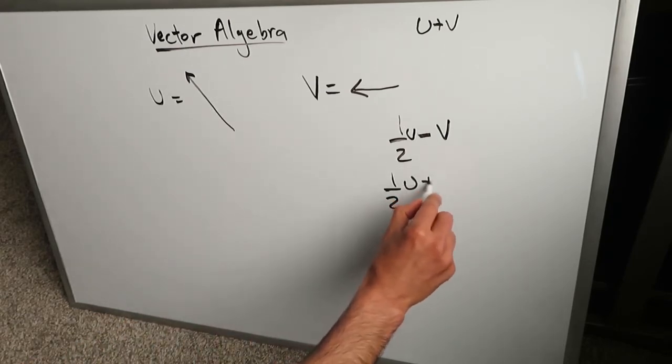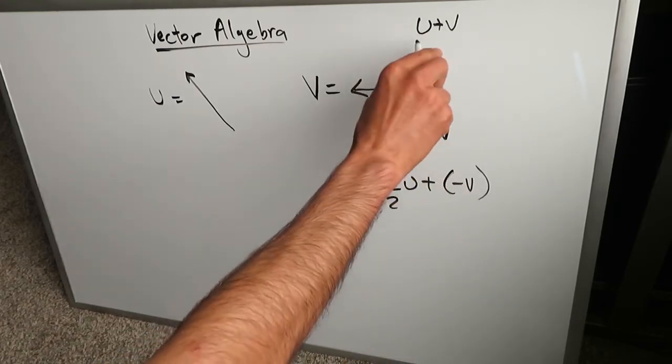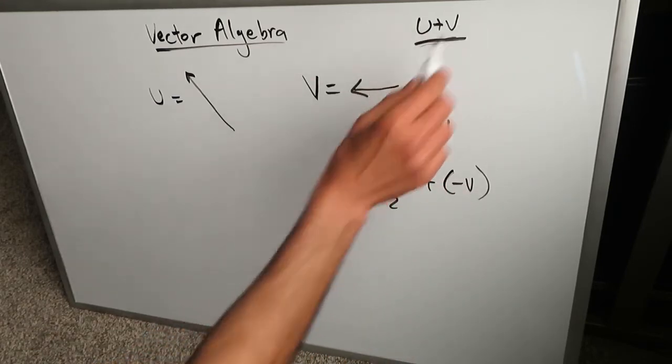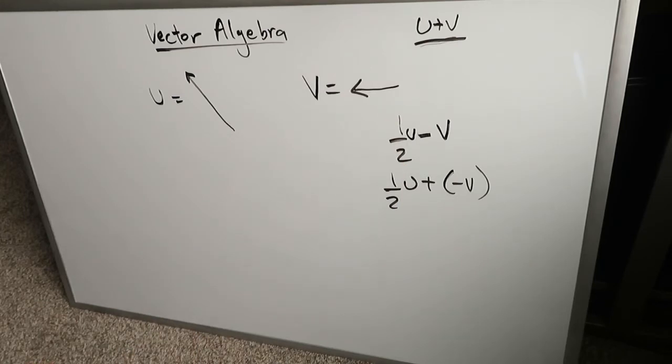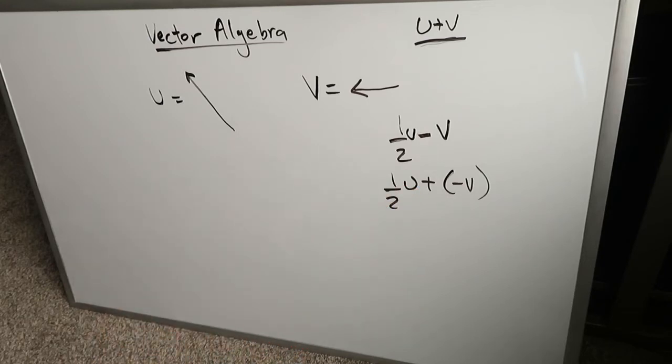Half u plus minus v. You see this? I've rewritten it as this, so I'm making it into this form. Sometimes it can be a little tricky, but I want to show you these resulting vectors of this addition by the triangle and the parallelogram method.